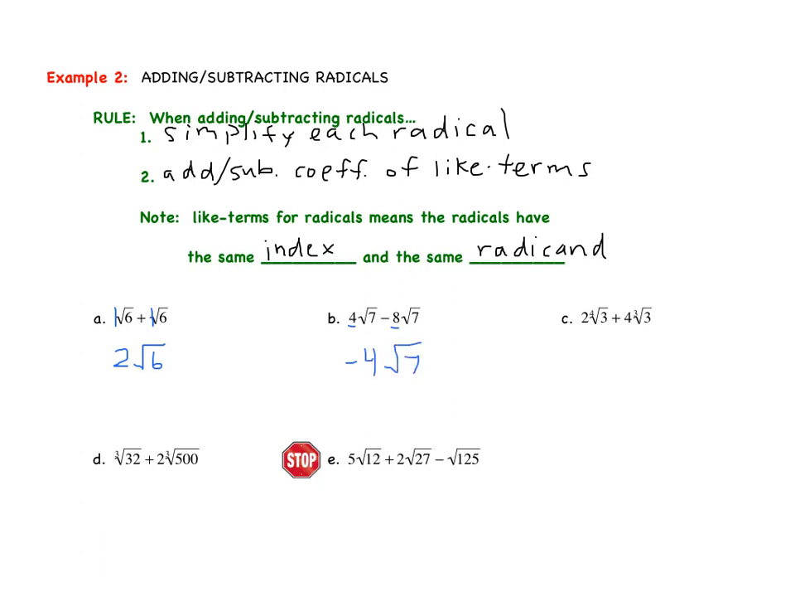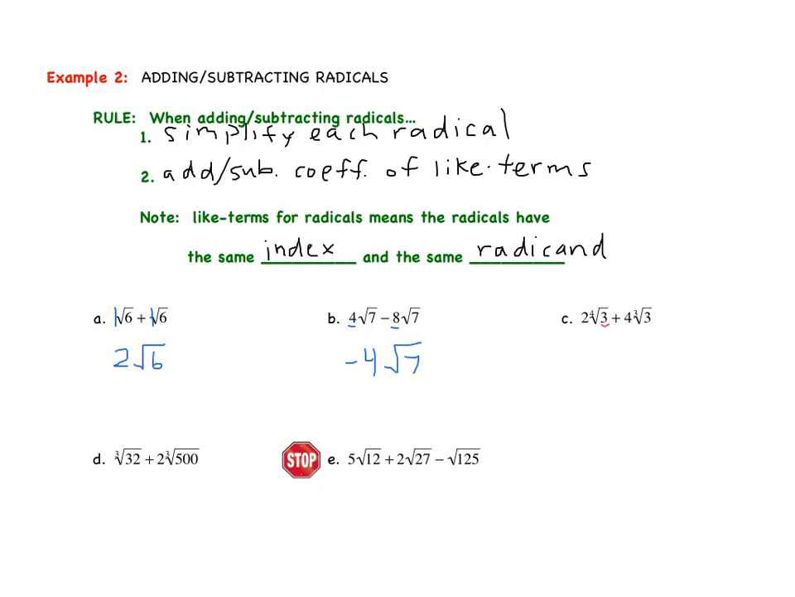Okay? Taking a look at example C. 2 times the 4th root of 3 plus 4 times the cubed root of 3. All right, look at the radicals. The 4th root of 3 cannot be simplified any further. Neither can the cubed root of 3. Okay, now the radicands are the same.